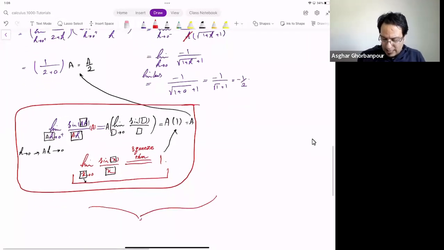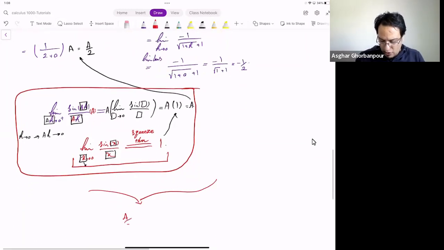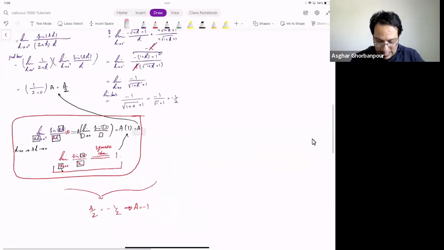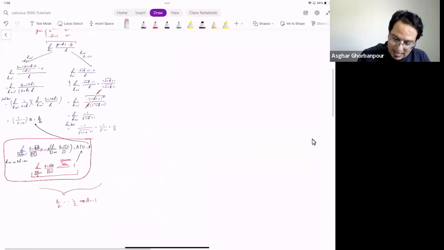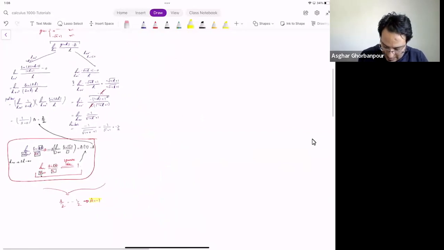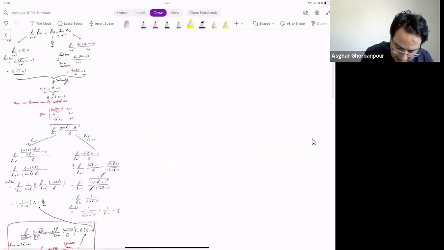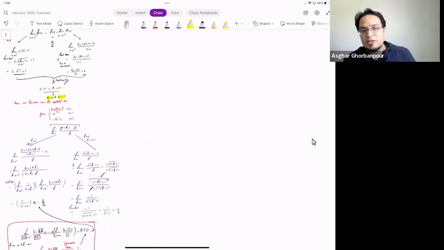Left limit and right limit must be equal. So a over 2 must be equal to negative over 2. That implies that a must be negative. We found values for our three unknown constants. A must be -1, B must be 0, and C must be -1 for our function to be differentiable. Any questions, any comments here?